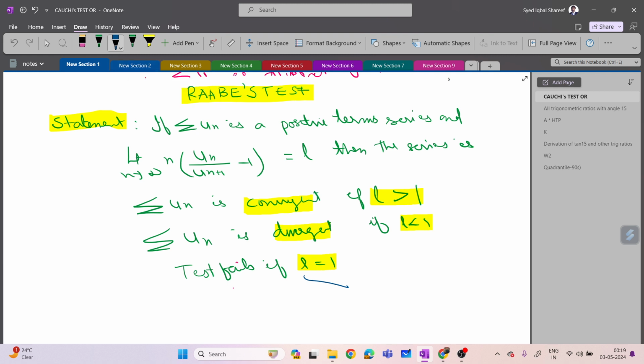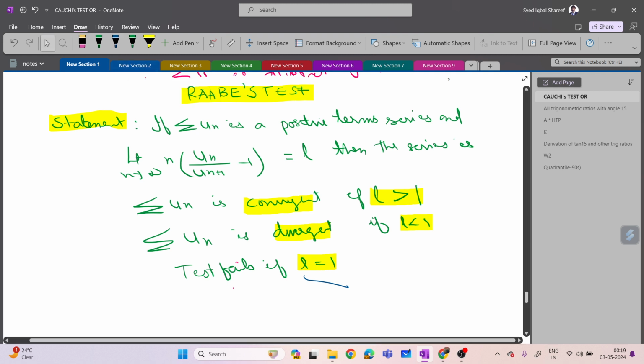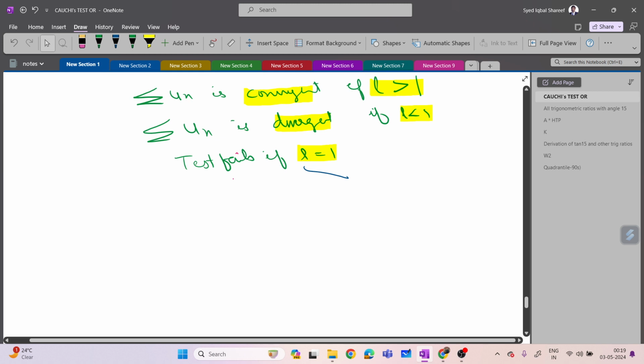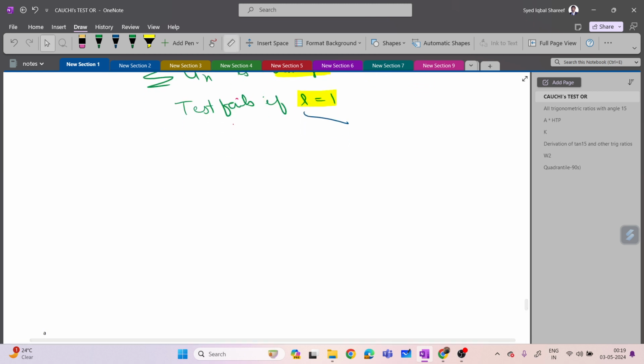So first I will show that the test fails by D'Alembert test, then we will apply the Raabe test. First D'Alembert test and Raabe test. So the problem is: test for the convergence of the series.